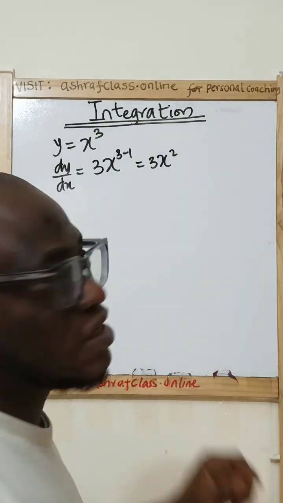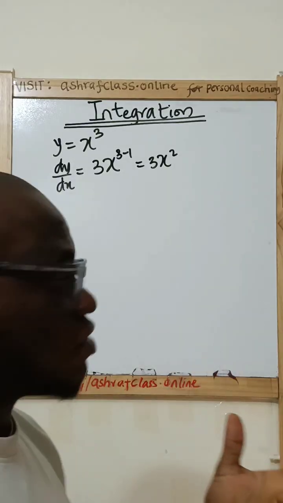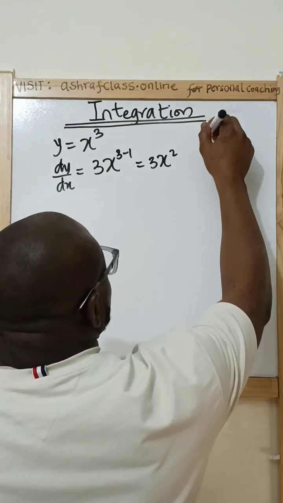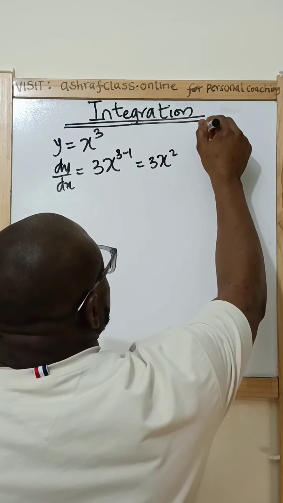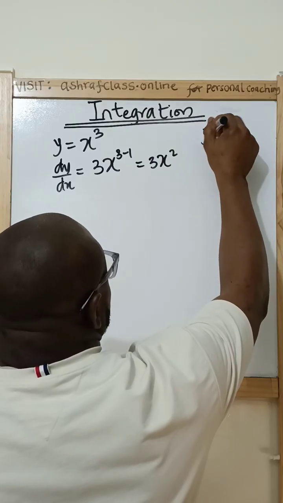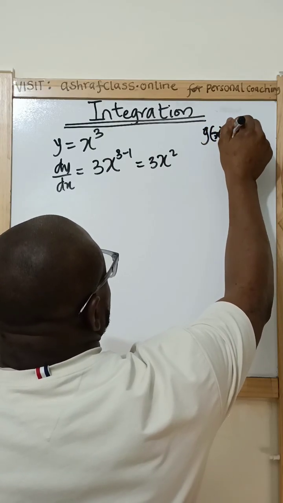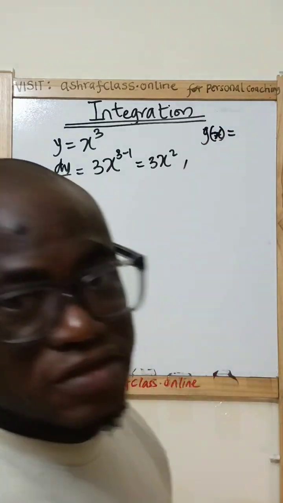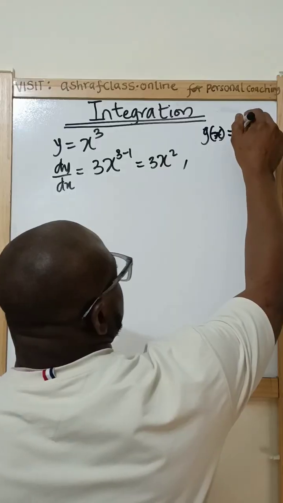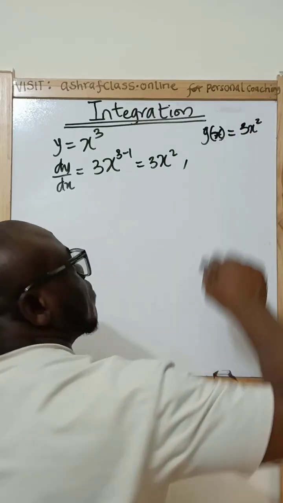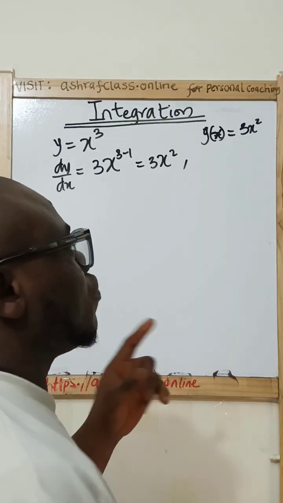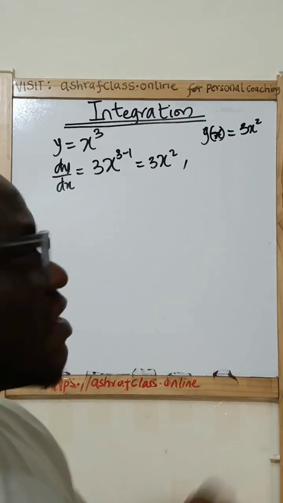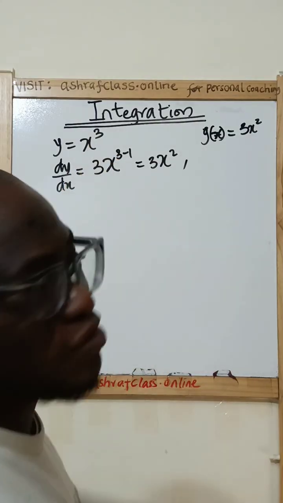Now, if we want to get that function back, then what do we do? Let's say this one is g of x, I'll call it g of x, and call it 3x squared. Now, what do we do to get this particular expression back?